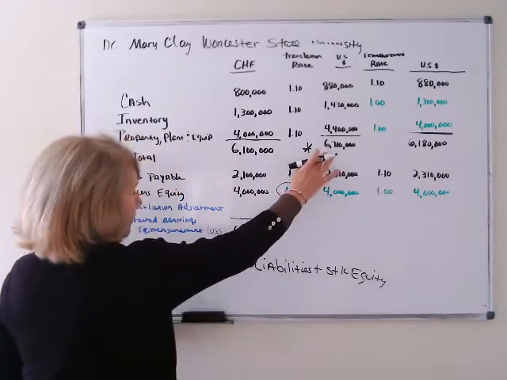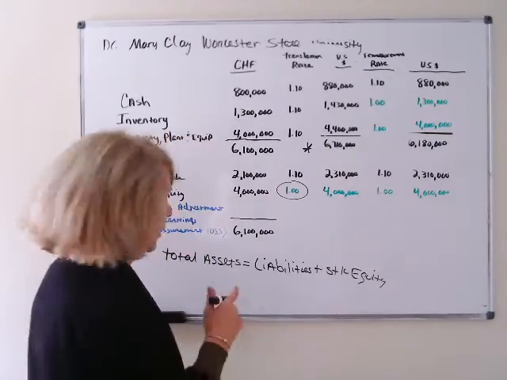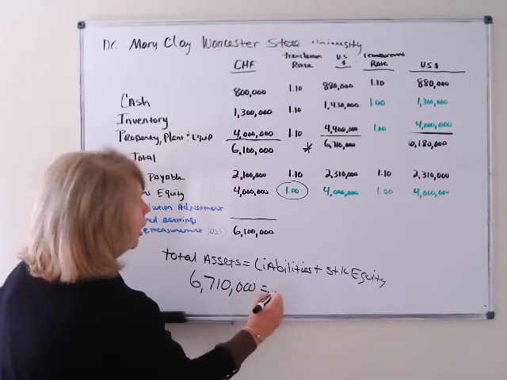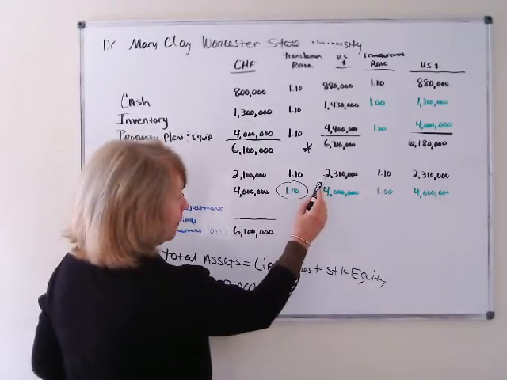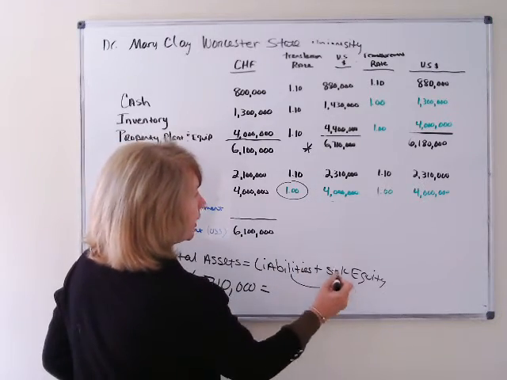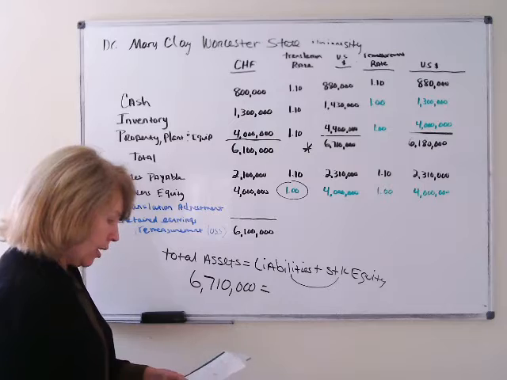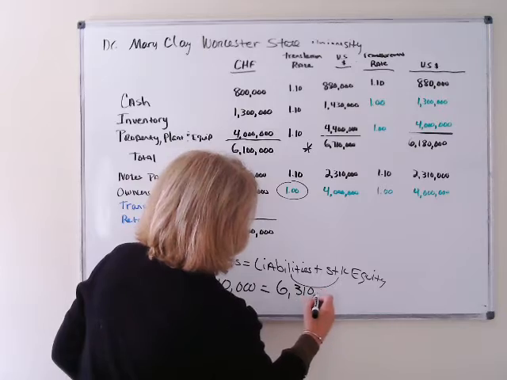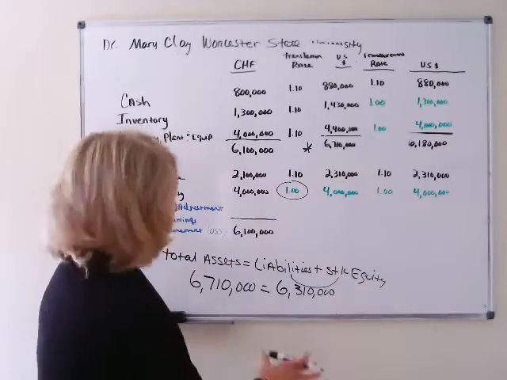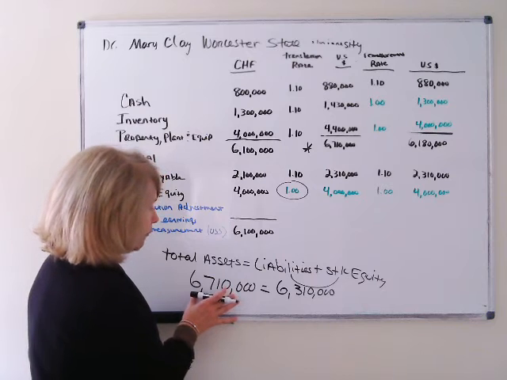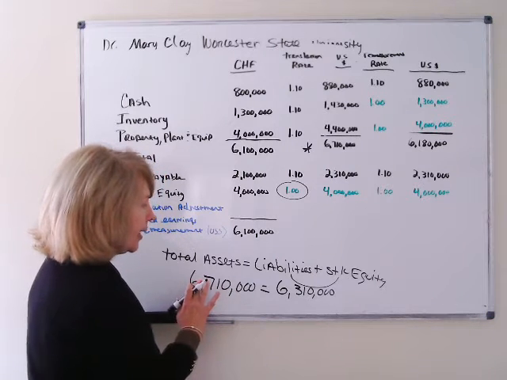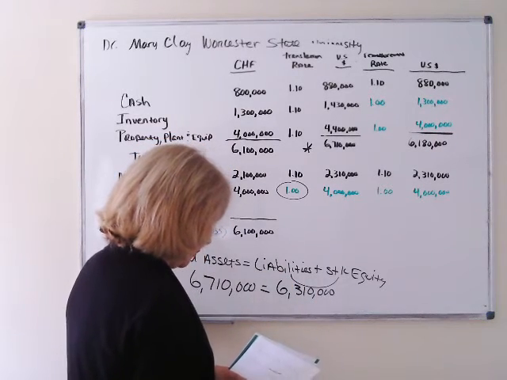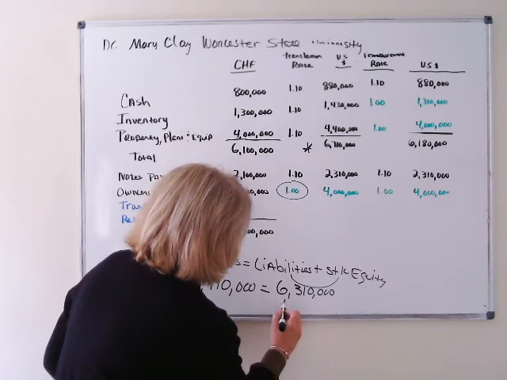Okay, the total assets after we've translated are 6,710,000. All right, now I'm going to add my liabilities plus my stockholders' equity together. And when I do, that equals 6,310,000. Okay? All right, we're not balanced. We're going to take the difference between the total assets and the liabilities plus stockholders' equity, and that is 400,000.